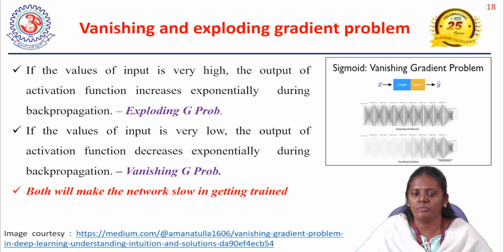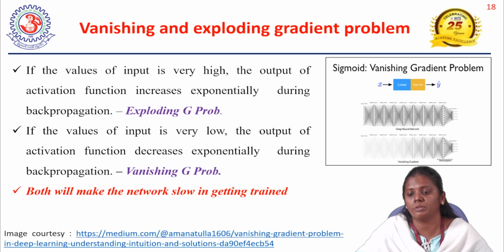Okay, so when the values of input are very high, the output of the activation function increases exponentially, and it is called the exploding gradient problem. It keeps on increasing more. Whereas the second type, if the values of the input are very low, the output of the activation function decreases exponentially during the back propagation, and it is called the vanishing gradient problem. The second kind, the vanishing gradient problem, is actually a very, very tough problem that needs to be handled. CNN has the vanishing gradient problem, and that is solved by RNN, particularly in LSTM, the long short-term memory network. In that, the vanishing gradient problem was solved to an extent.